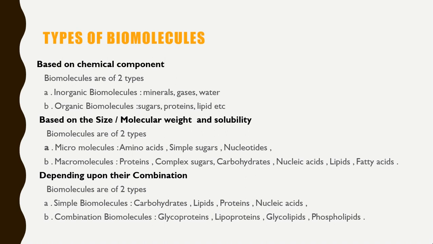So that's a simple structure, so obviously this is a complex structure, and possesses high molecular weight. Here it's low molecular weight and here it's a high molecular weight, low solubility. Because of having a complex structure, obviously it's having a low solubility and complex conformation. So these are the examples of macromolecules: your complex sugars, that is polysaccharides, nucleic acids, lipids, fatty acids, proteins, all come under the macromolecules.